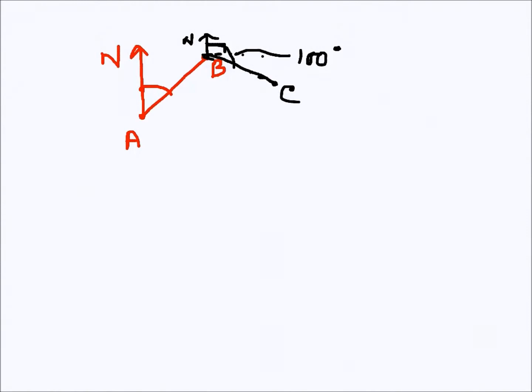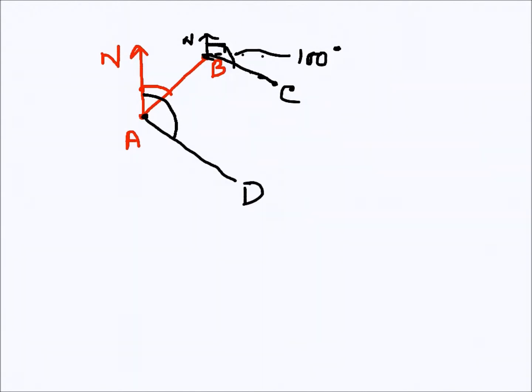Another point can be said to be D, which has a bearing of, say, 120 degrees from A. So D is 120 degrees in this direction, so that will be 90 here and 30 more, something like that. This is D.